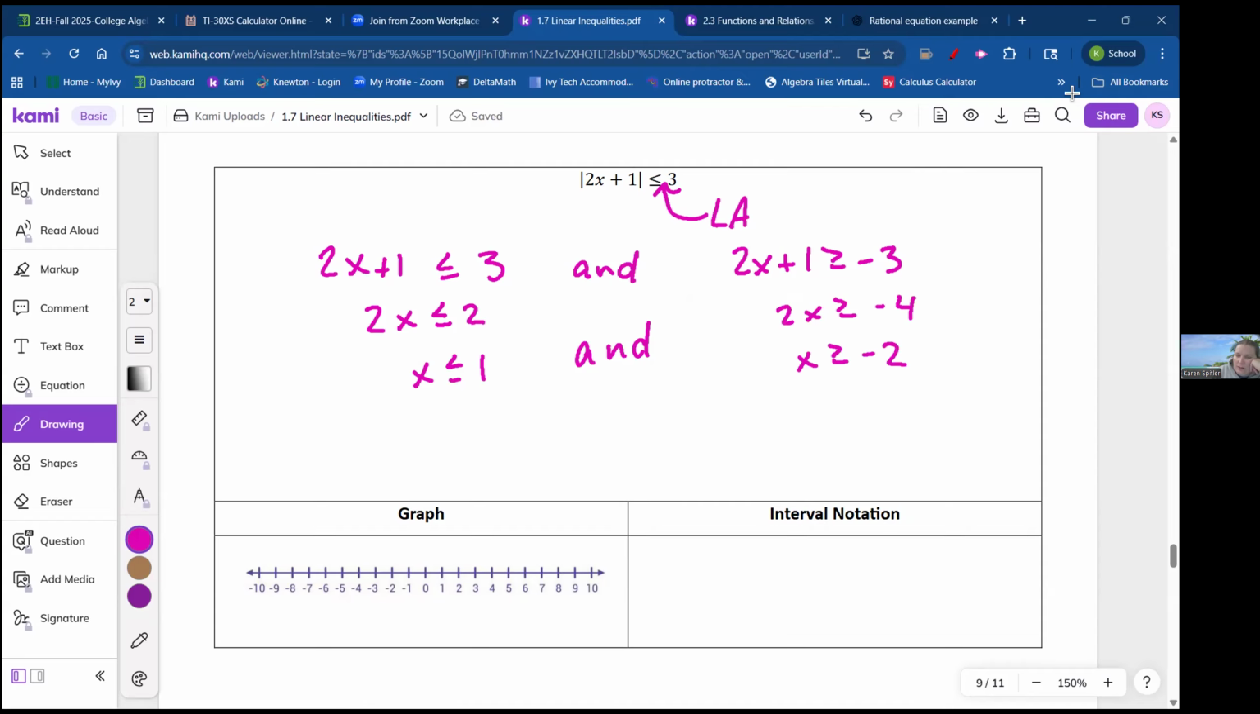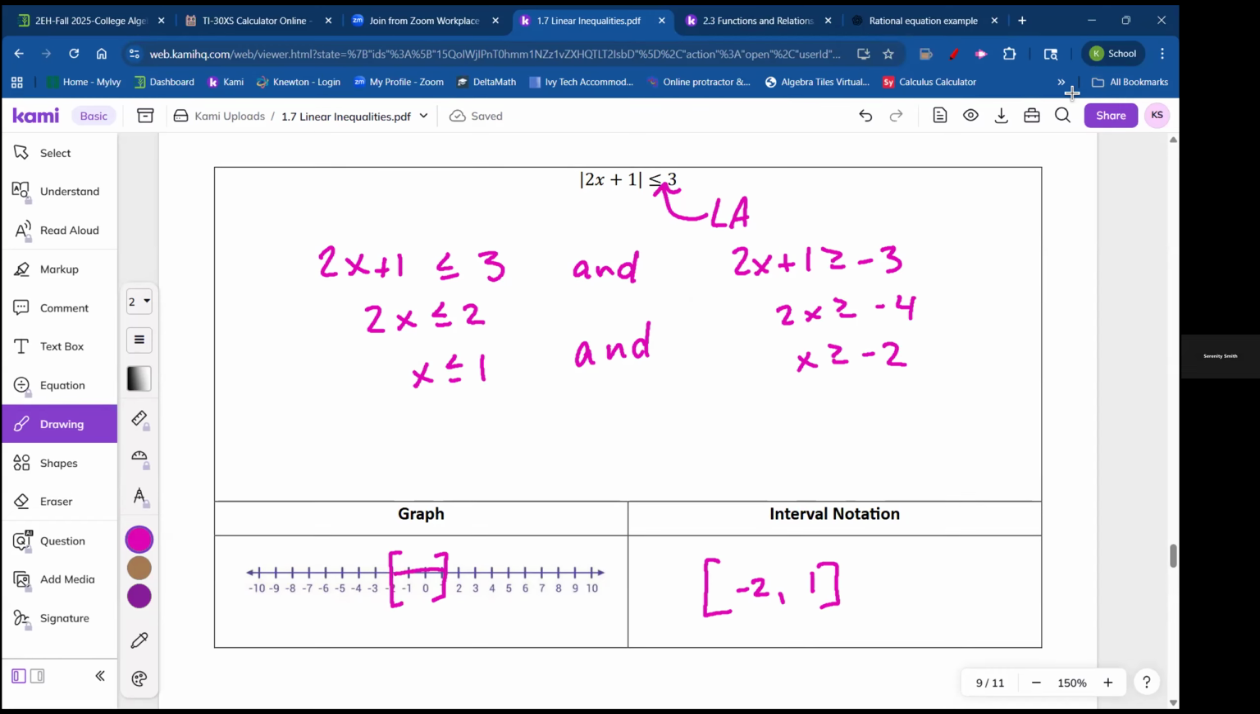So less than or equal to 1, boom, boom. Greater than or equal to negative 2, boom, boom. So there you go. It does meet the criteria. So it is negative 2, 1, both with brackets.